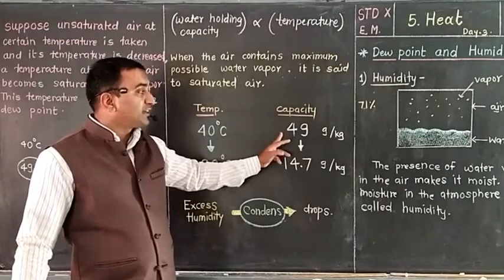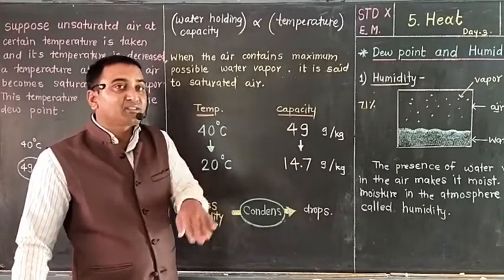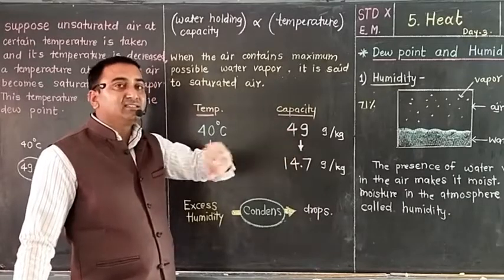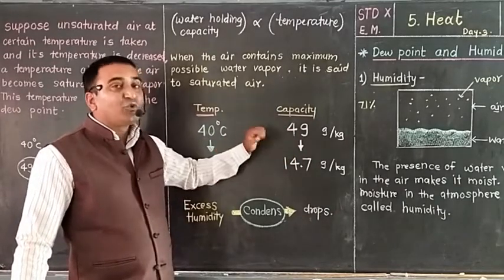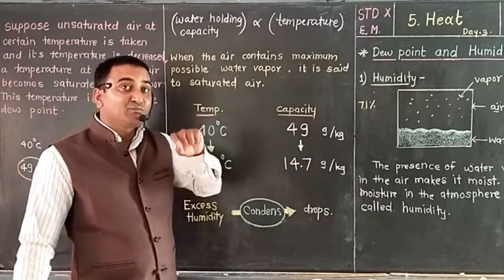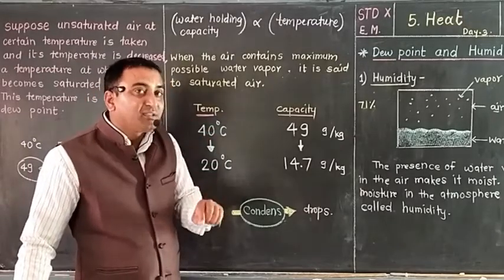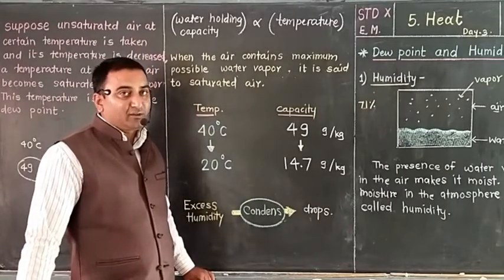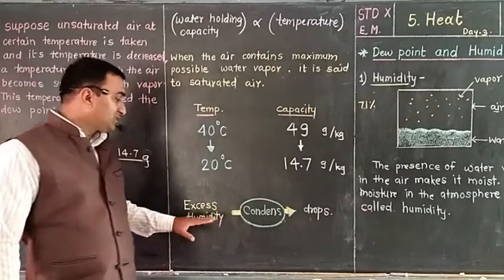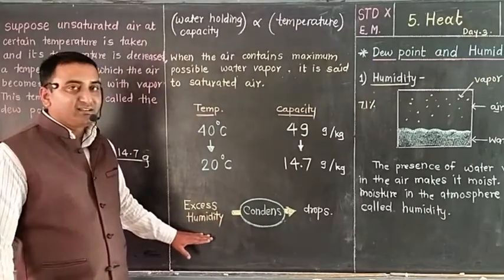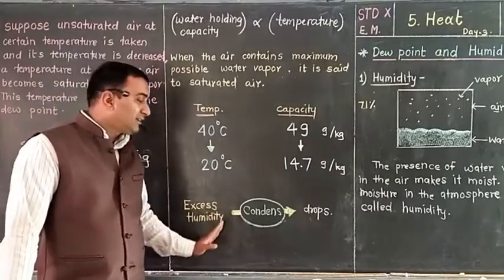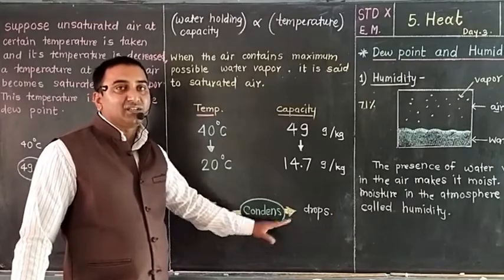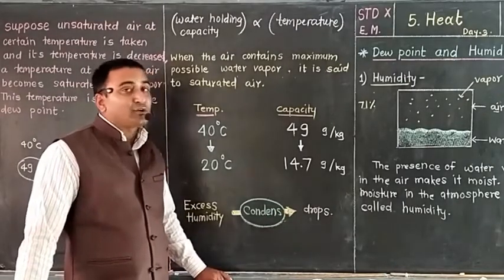If capacity is 49 gram and the present water vapors are also 49 gram for 40 degrees Celsius, this air block is considered saturated. Suppose it is 40 gram only, so 9 grams more water vapors it can hold. That means it is less than the limit, so such an air block is called an unsaturated air block. As we discussed many times, if the humidity is in excess of the saturated limit, then definitely the extra water vapors will condense, and after condensation they will convert to water droplets.